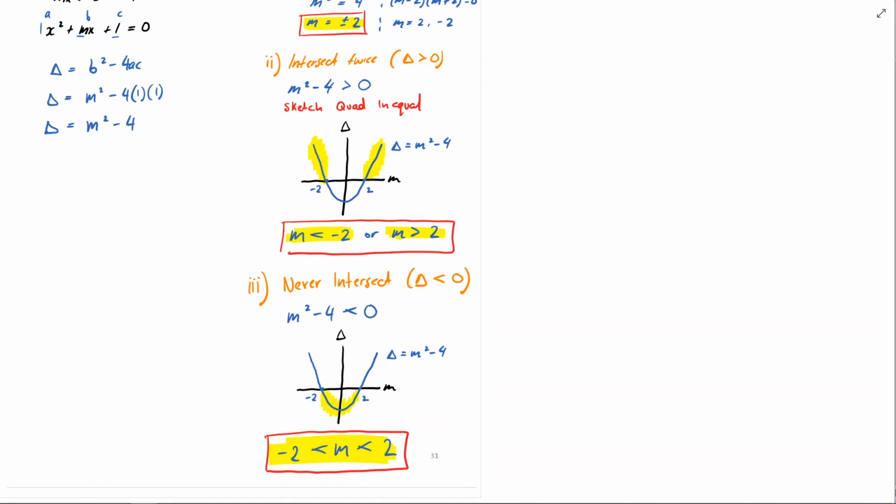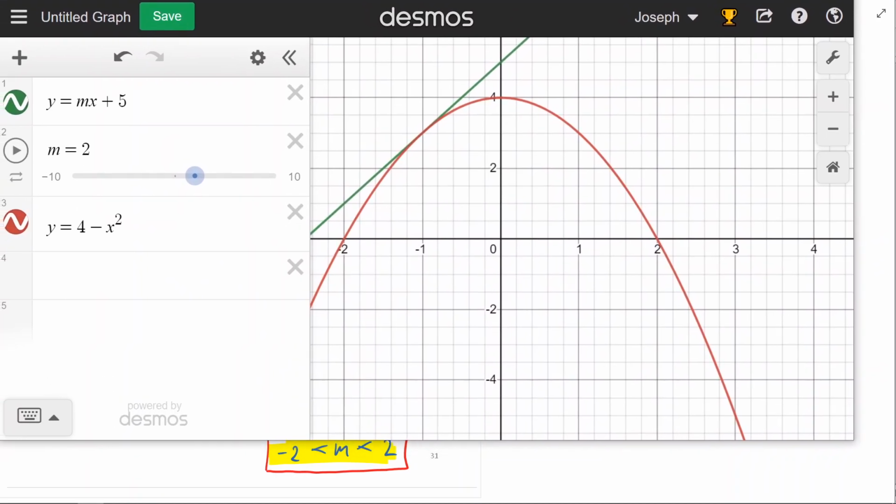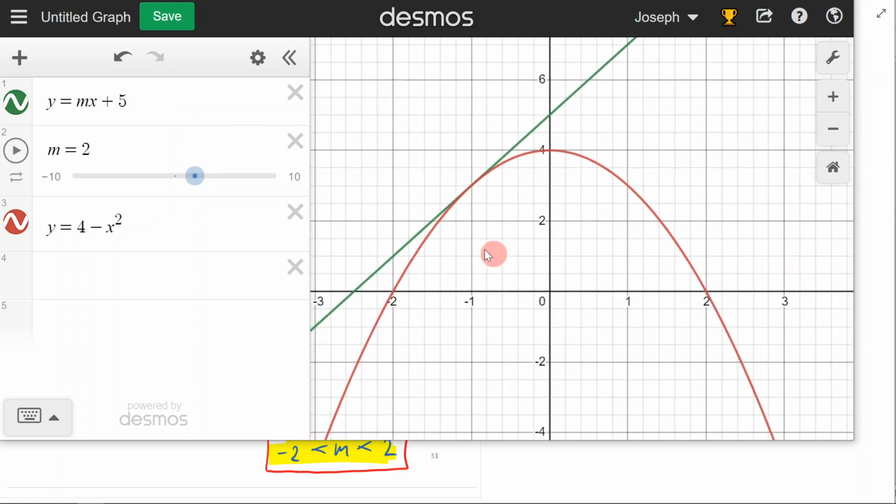Let's now get Desmos and kind of show this to you. So we're going to come here, and what I've drawn here is mx plus 5, so that's the line, the straight line. Then I've got 4 minus x squared. As you can see, I can change the value of m here. So I'm changing the value of m.